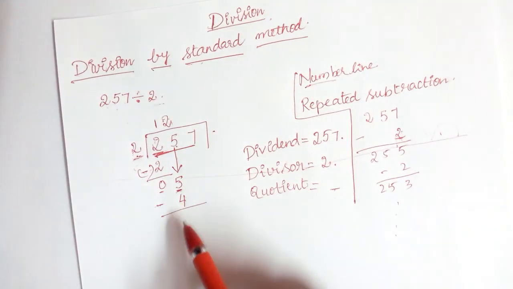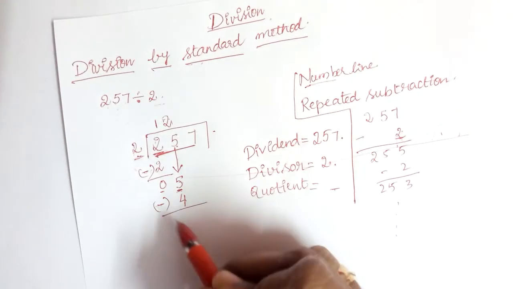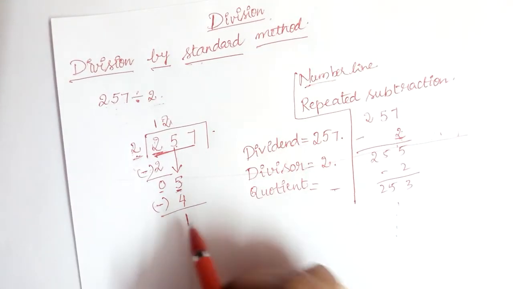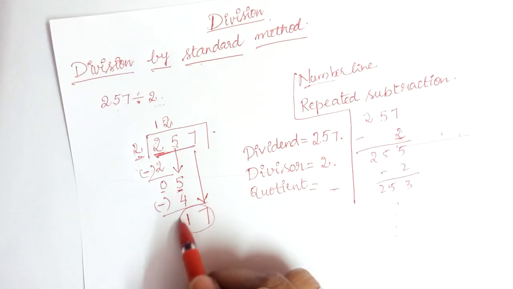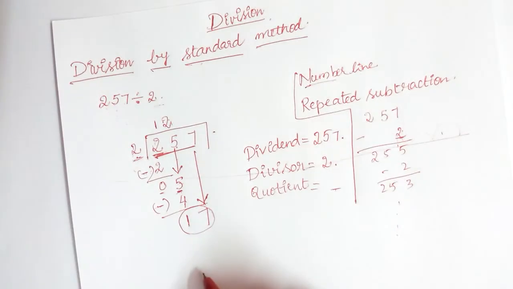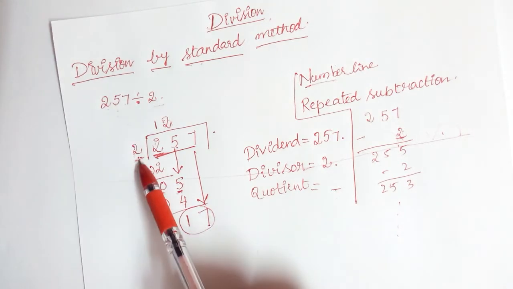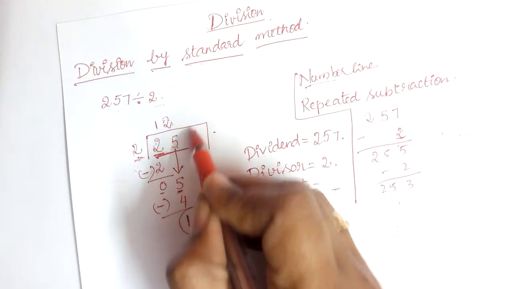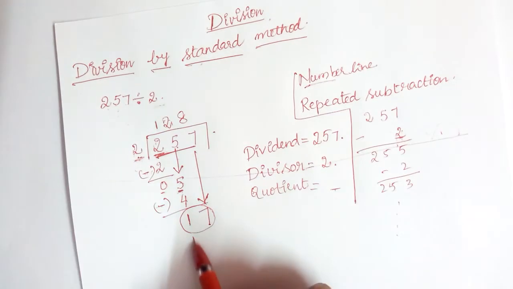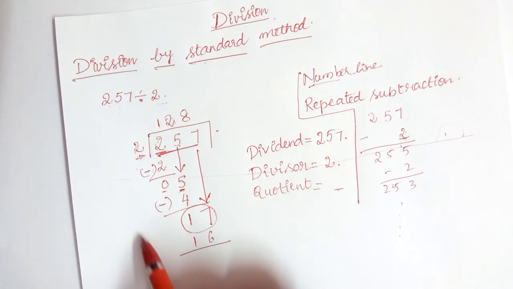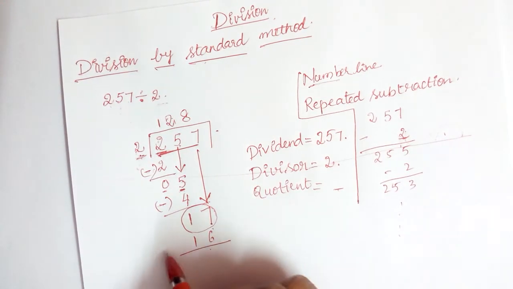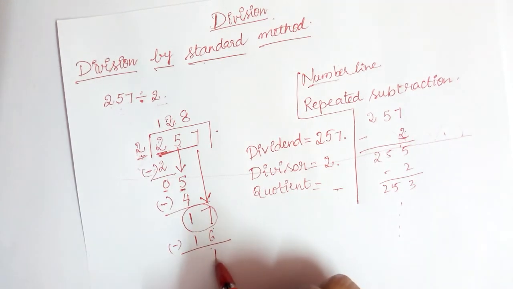Okay, so 5 minus 4 is 1. We have 1, and this 7 will come down. So our number is 17 now. Okay, so we have to divide 17. Start 2's table and we get 2 8s are 16. We don't have 17 also in 2's table. So 17 minus 16 is 1.